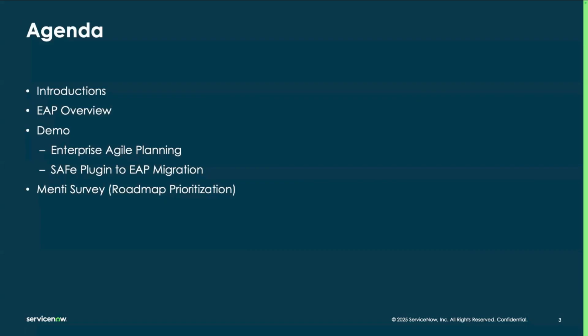So here's our agenda. We'll do some quick intros. We'll look at EAP. For those of you who might not be familiar with what EAP is, we'll go into some detail around that and give you some greater context for where EAP lives in our ecosystem. We're going to talk and show you a demo, right? You can see EAP in action. We'll also do a migration and walk through what the steps are for migrating from the SAFe plugin over to EAP. And then we'll also talk about our roadmap in our last segment, as well as we have some Menti questions for you as well.